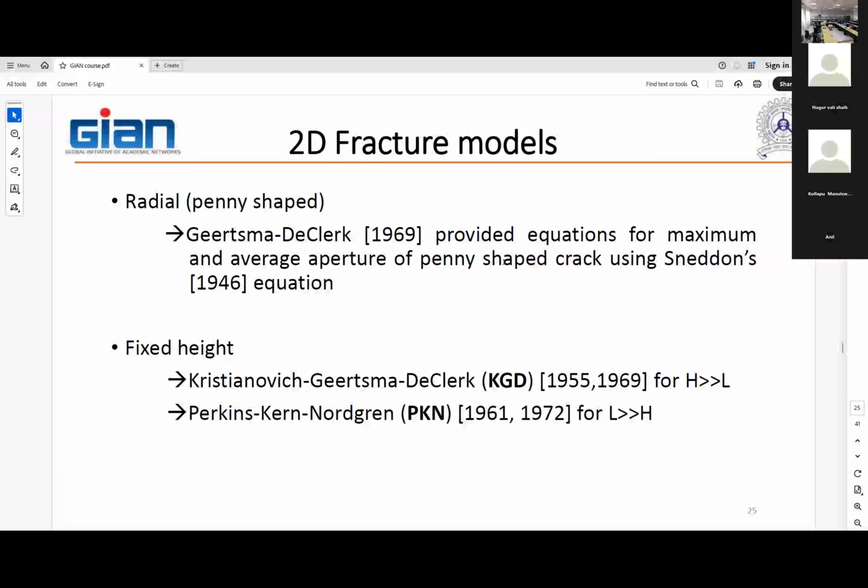If we talk about a single fracture propagating from the wellbore, it's a sheet-like fracture. There are three models for modeling that. The first one is a penny-shaped crack, which is called the radial model. The second one is the KGD model, Khristianovic, Geertsma, and de Klerk. And the third one is the PKN model. The penny-shaped model was first proposed by Sneddon in 1946. Then in 1969, Geertsma and de Klerk provided equations for maximum and average apertures of the penny-shaped crack.